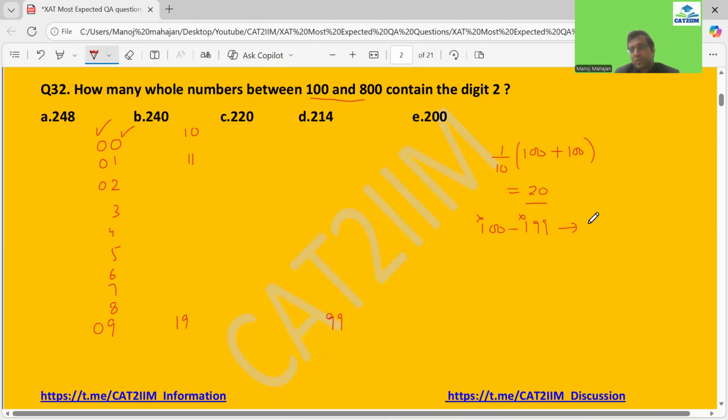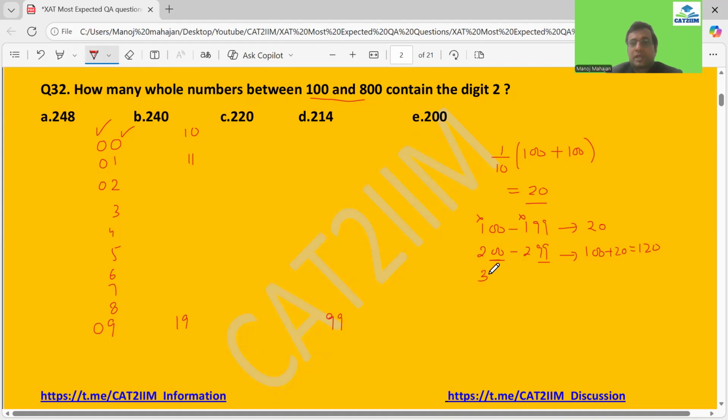So how many times 2 would have been used? Sorry, 2 has been used, not 20. So how many times 2 must have been used? 20 times. Now when you go 200 to 299, at these two places again 20 times, but at the 100 place, 100 numbers are there. So in total 2 has been used 100 plus 20, that is 120.